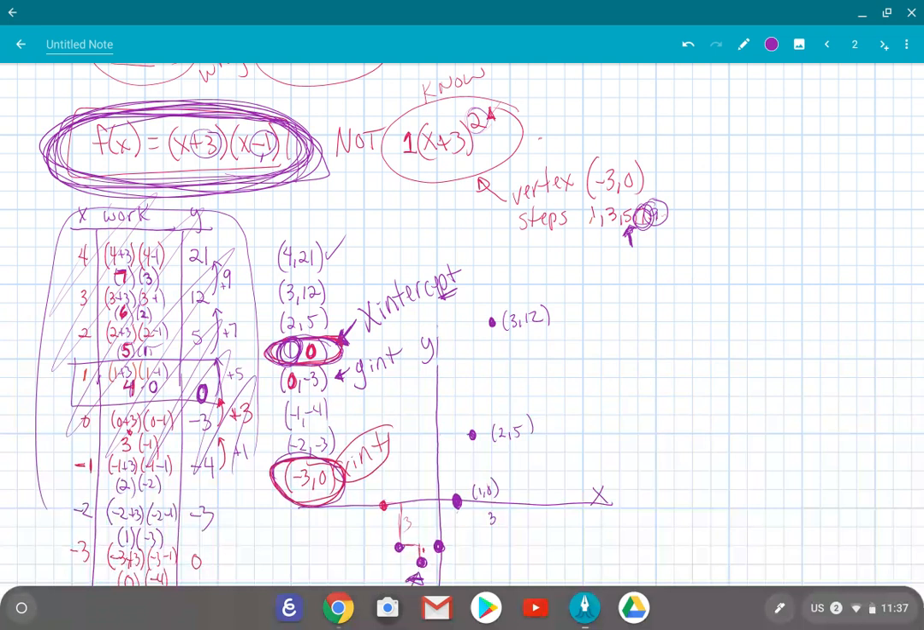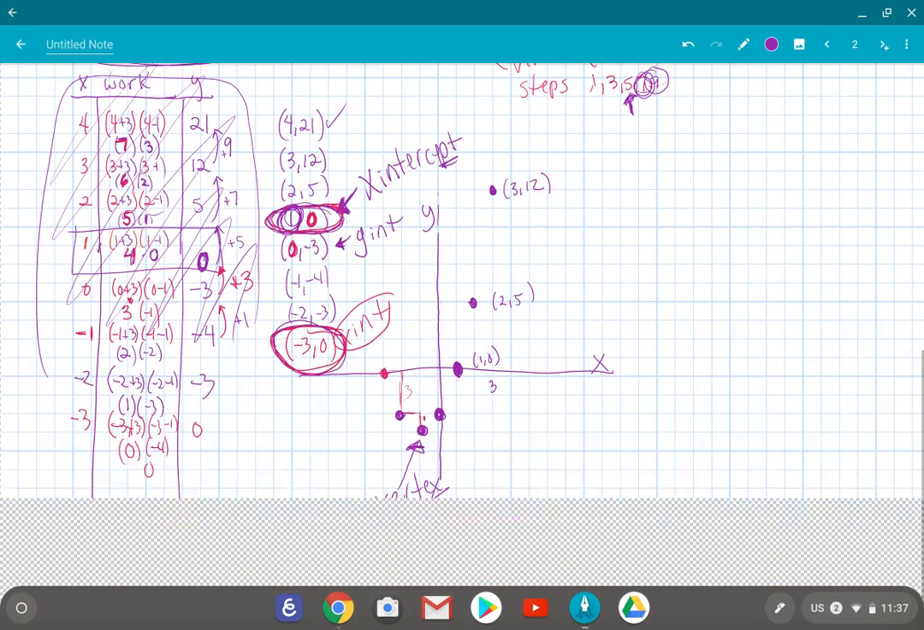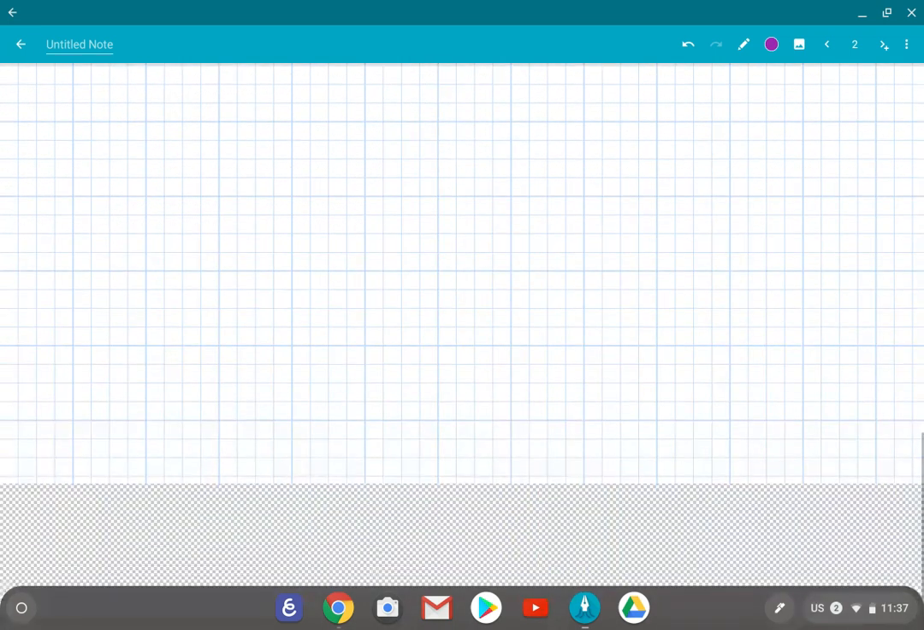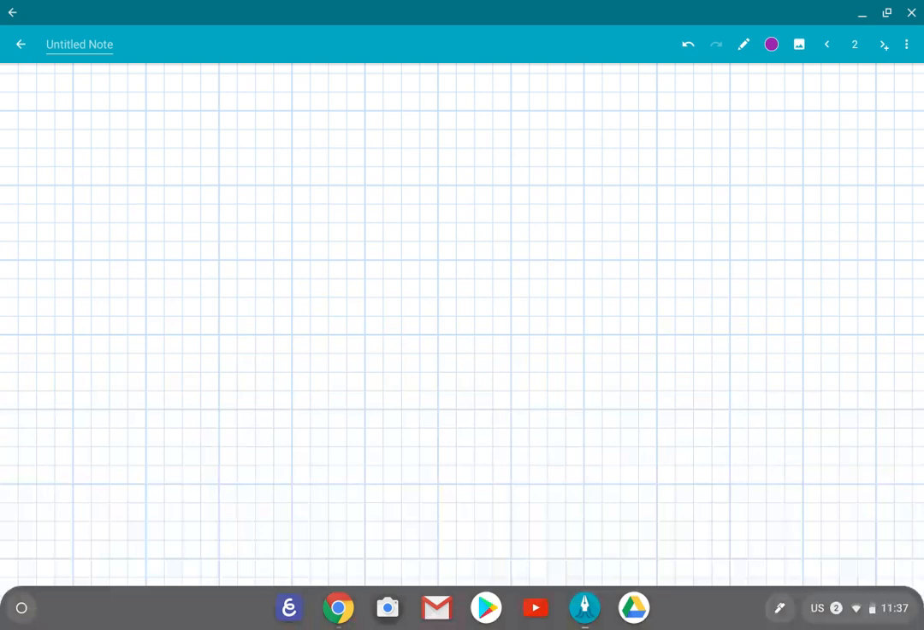Remember, this function doesn't give you the vertex. It gave you the x-intercepts. This one gave us the vertex just by looking at it. Okay. Let's do one of these. Ready? H of x is x plus 4, x minus 2.